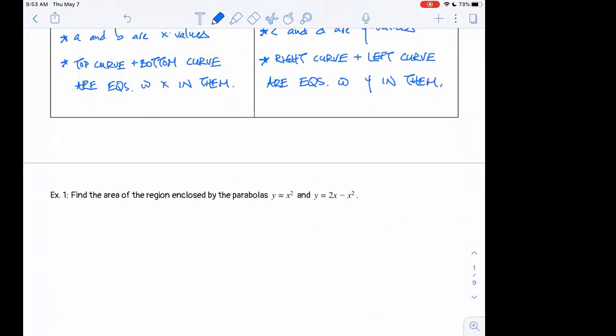All right, so example number 1. It says, find the area of the region enclosed by the parabolas y equals x squared and y equals 2x minus x squared. And so what we're going to do is start off with a diagram. This is similar to a lot of the more challenging problems we've seen, where it's like, let's just start with a picture. Let's see what this looks like, okay?